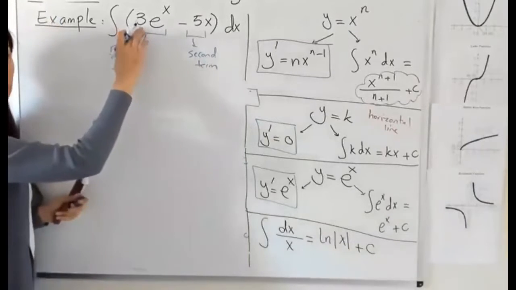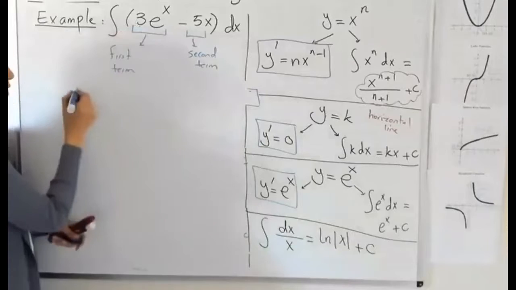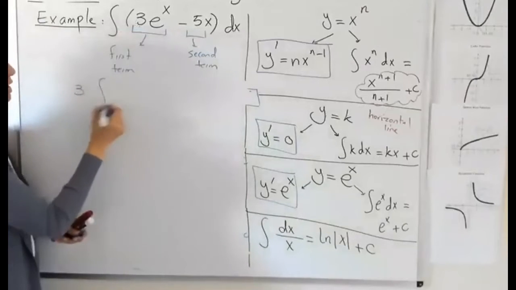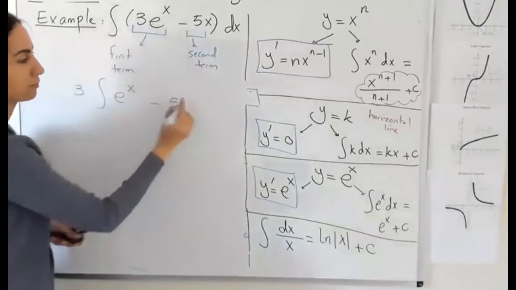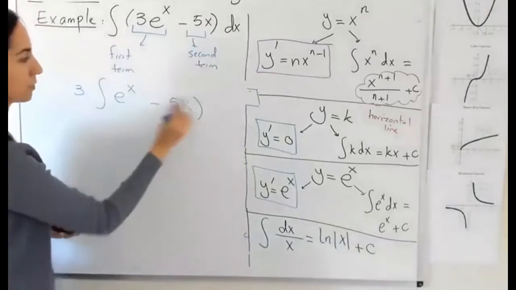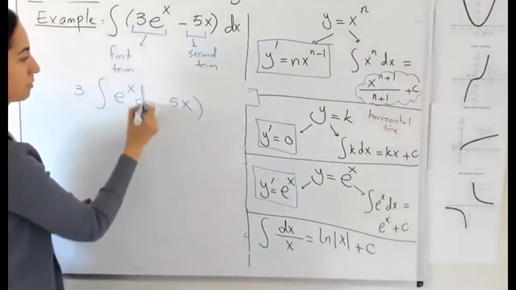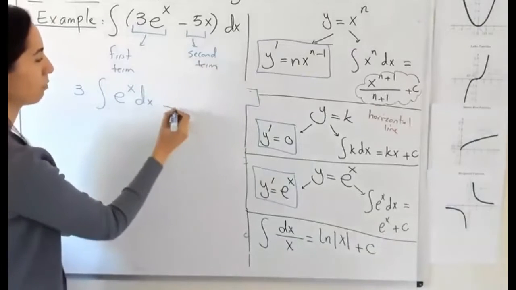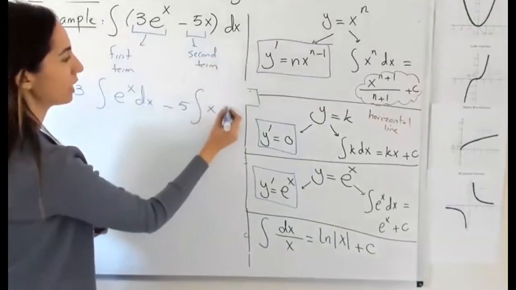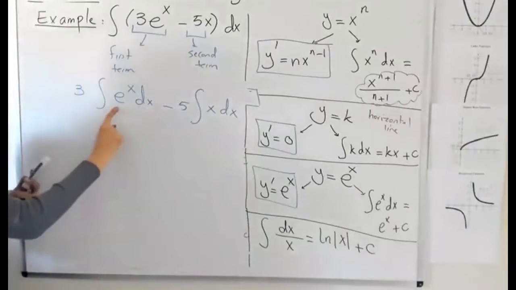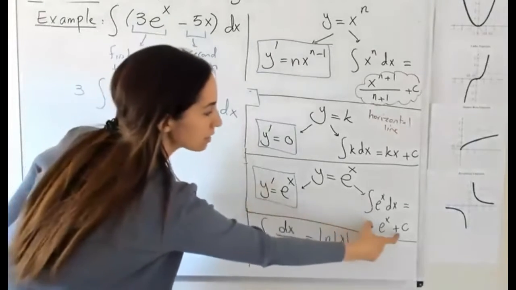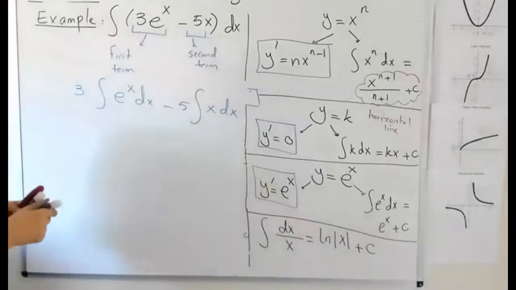First of all, you have 3 as a coefficient. We can write 3 in front of the integral of e to the x minus 5x. And just let me separate these. dx minus 5 integral of x dx. The integral of e to the x is e to the x plus constant of integration.